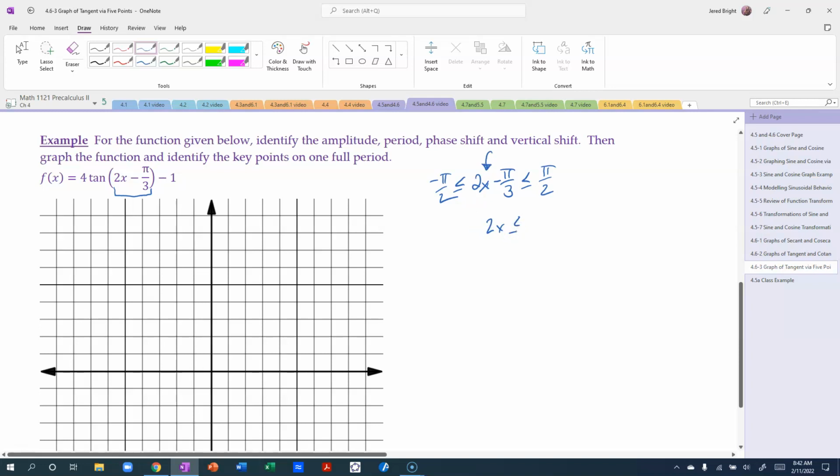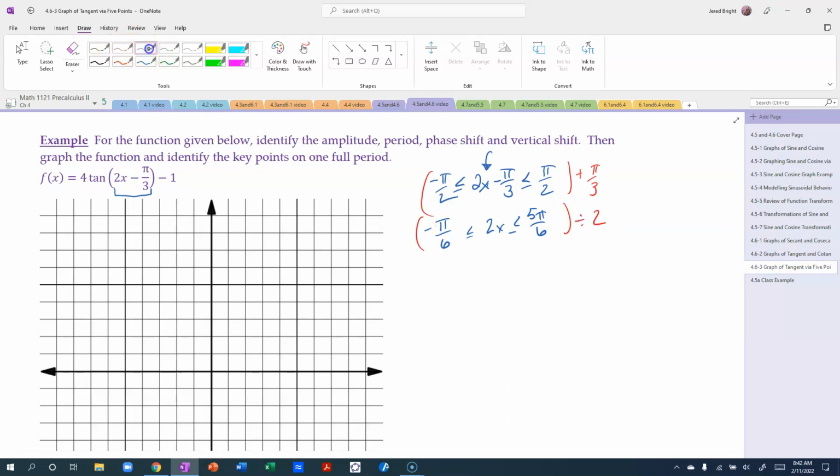It might be easier if you think in degrees, so this would be 90 degrees, and then we're adding 60 degrees to all the parts. So we add pi over 3, and so then, let's see, that would be 5 pi over 6, and then this would give me pi, negative pi over 6. Okay, so still, the interval width is still pi, and now I need to divide by 2. And so then my inequality when I have it solved for x is going to be from negative pi over 12 to 5 pi over 12.